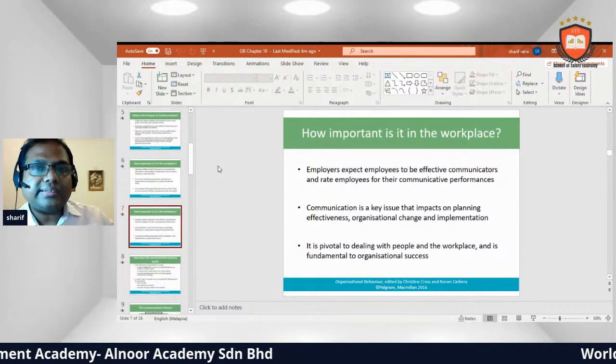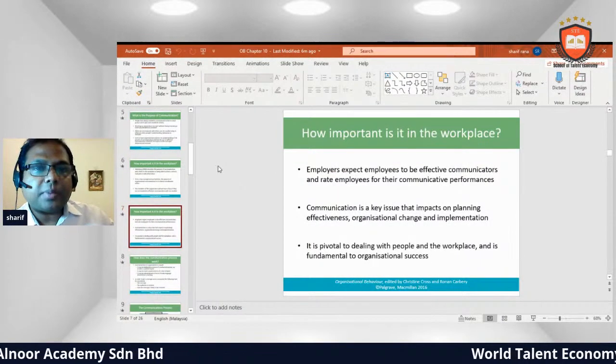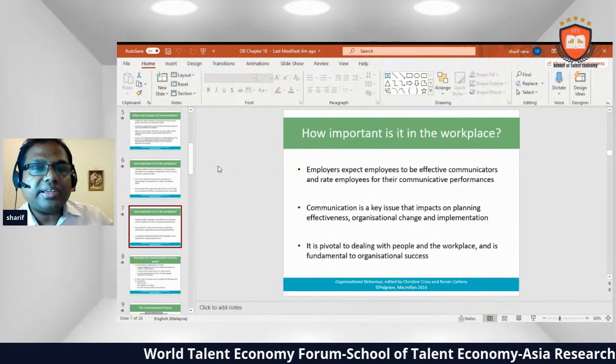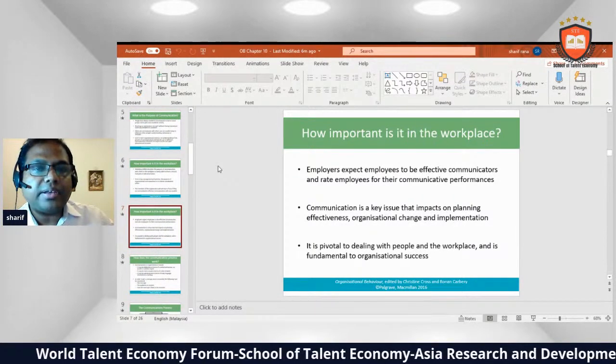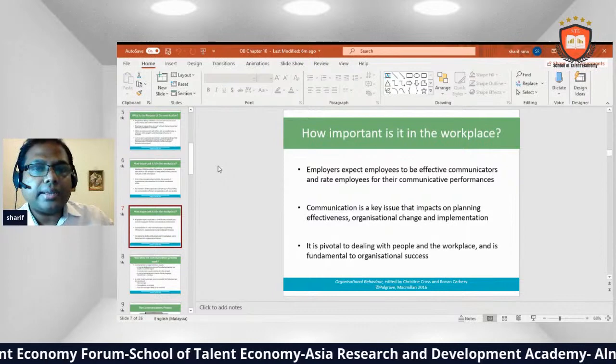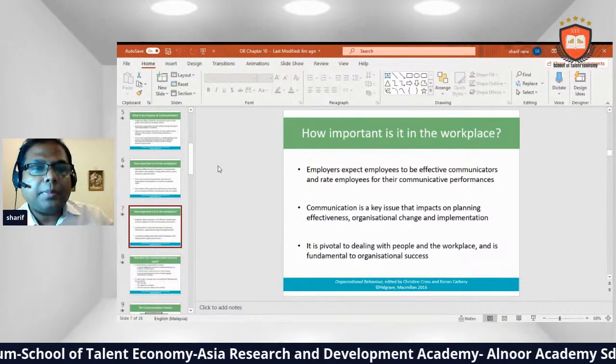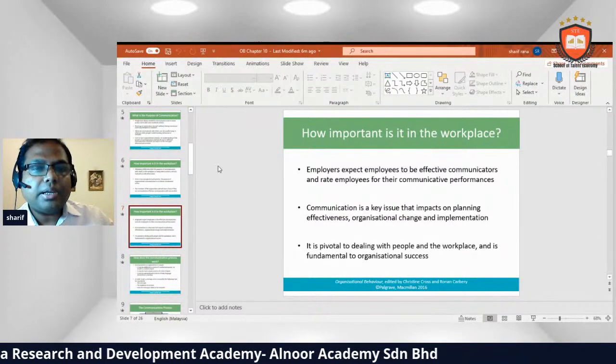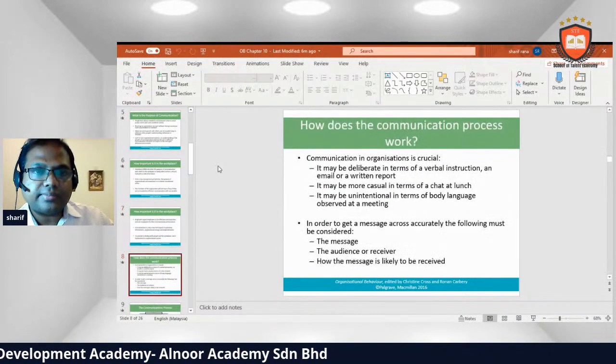How important is it in the workplace? Employers expect employees to communicate effectively, and rate employees on their communication performance. Communication is a key issue that impacts on planning, effectiveness, organizational change, and implementation. It is pivotal to dealing with people in the workplace and is fundamental to organizational success.